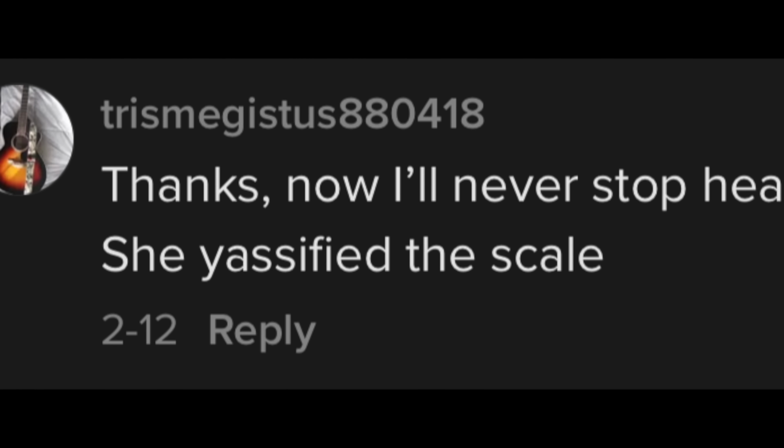She yassified the scale. But okay, none of this so far explains why I was mishearing this note. The entire time, for the past 10 years, I've been hearing not A natural, but A flat. Like, I've never noticed this before. And I'm not the only person to not notice this.